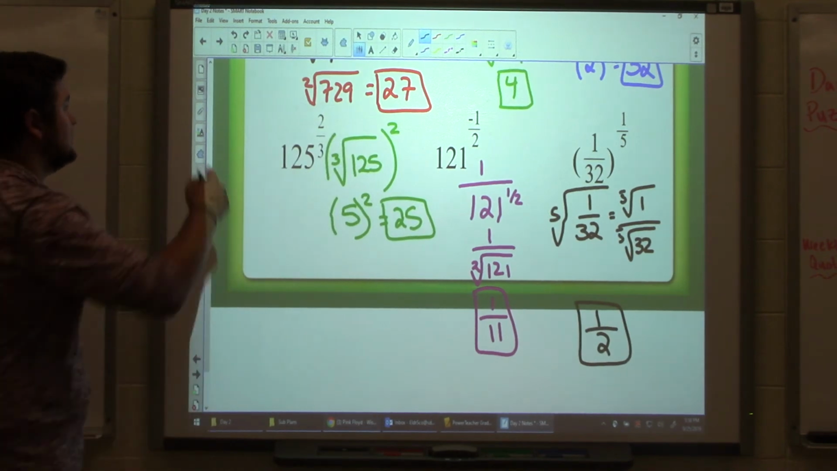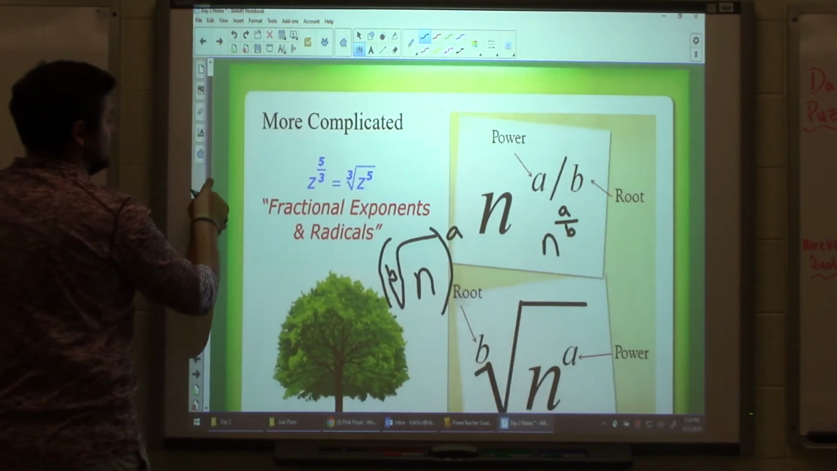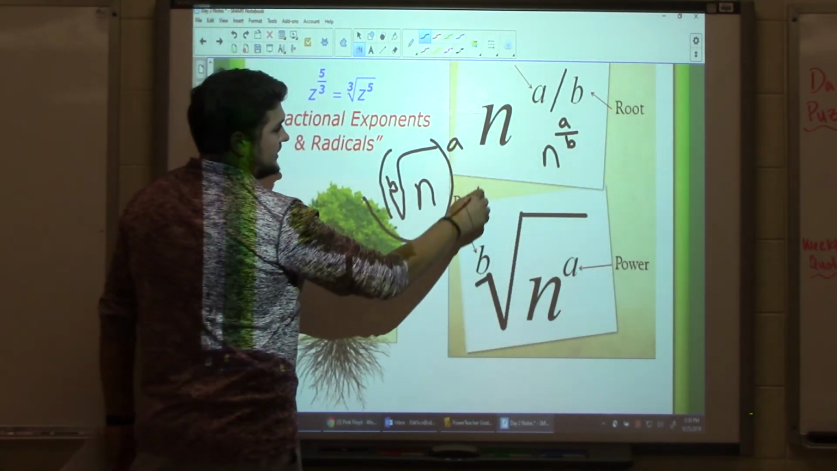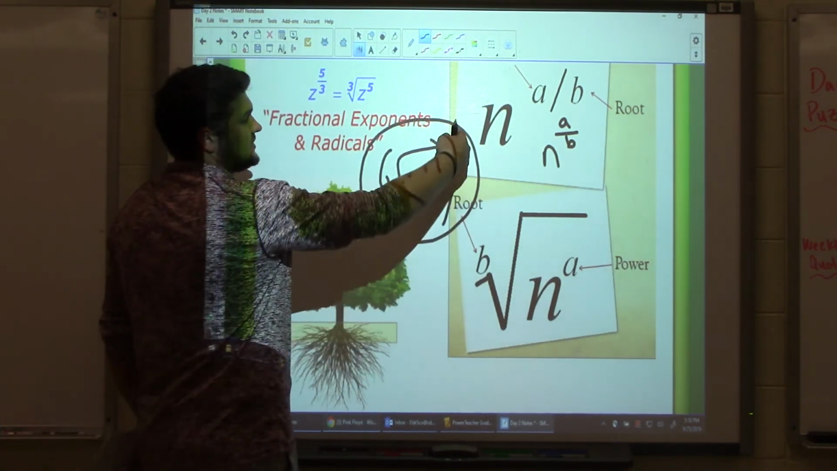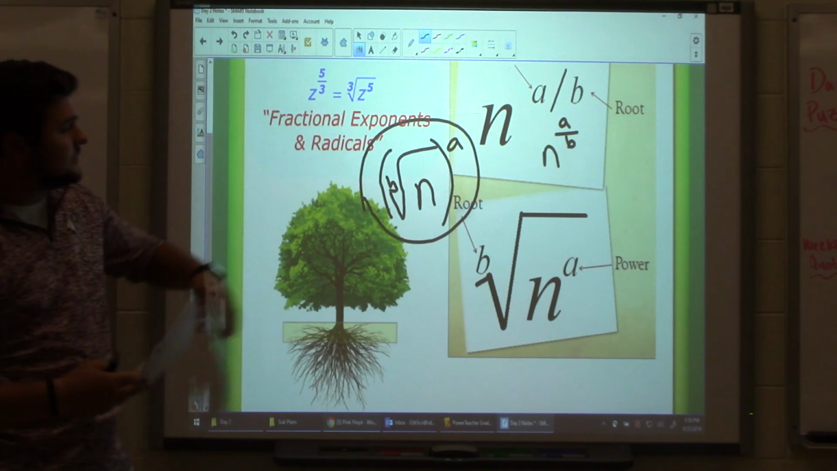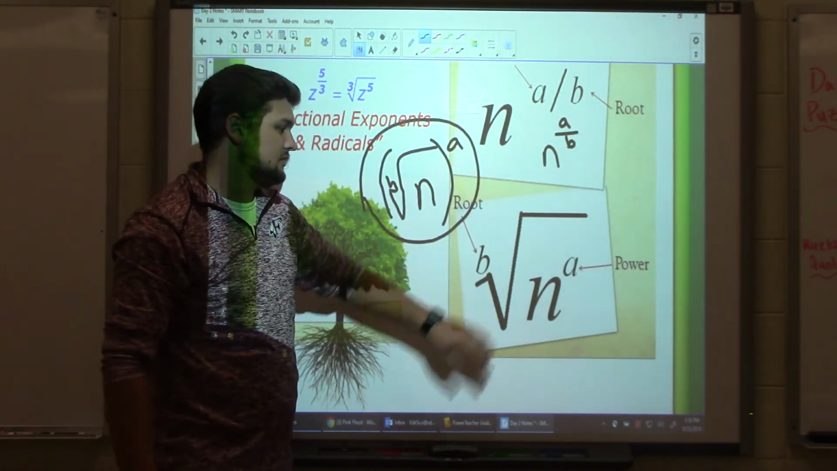Now, if I was you, I would make sure I wrote down this extra little part that I wrote here. The b root of n, and in parentheses, all raised to the a power. Because you can write it either of these two ways.